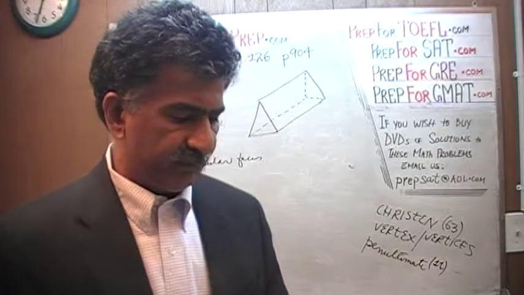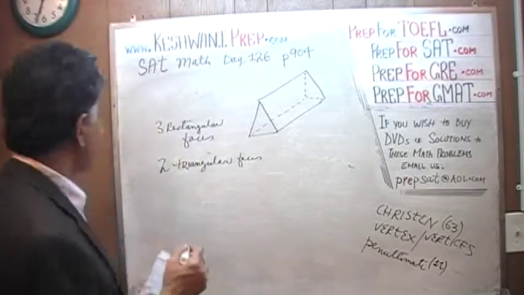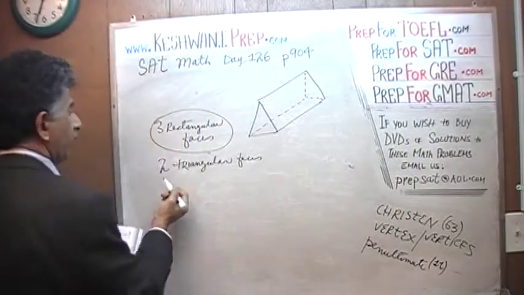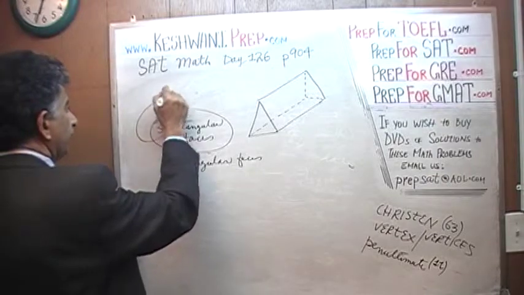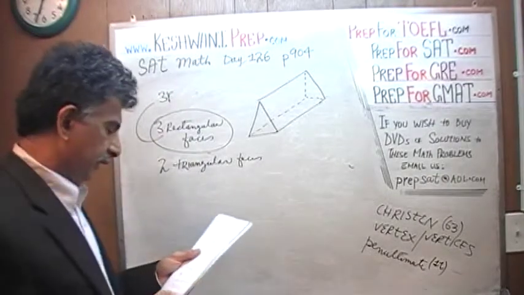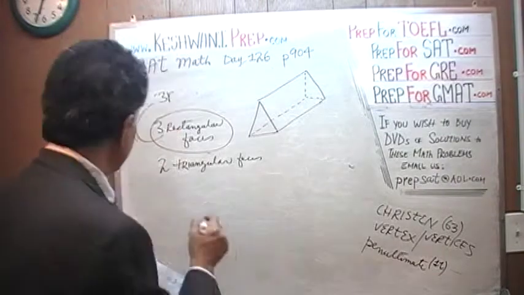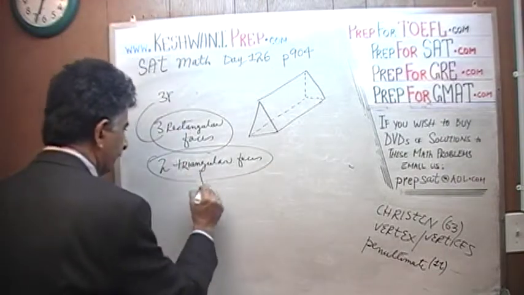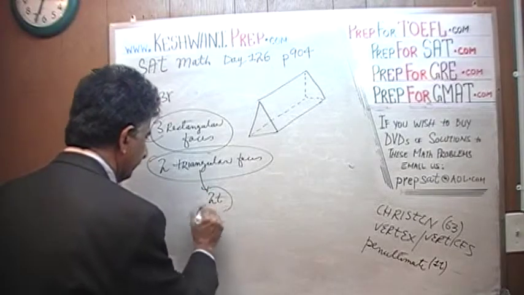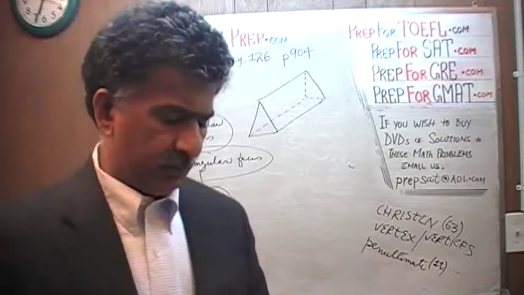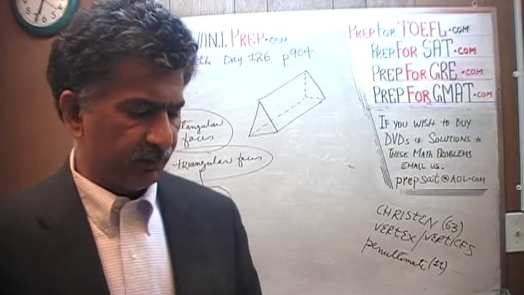Let's see what they're asking us. Each rectangular face has the area of R. So 3 rectangular faces will have the area of 3 times R. And each triangular face has the area of T. There are 2 of them. So they will have an area of 2T. And the question is, what's the total surface area of the figure?